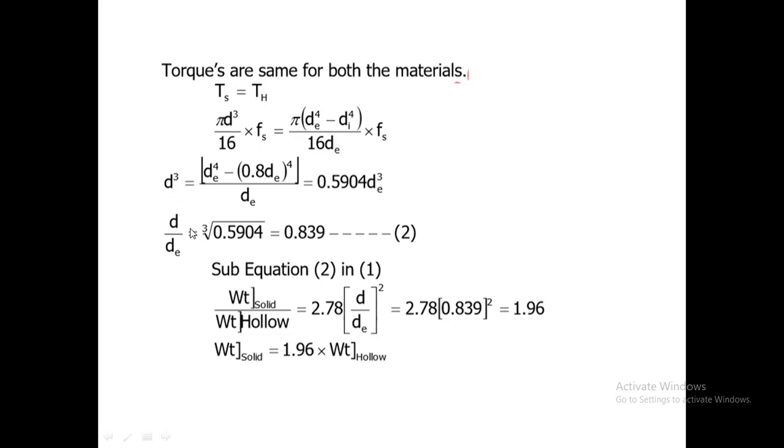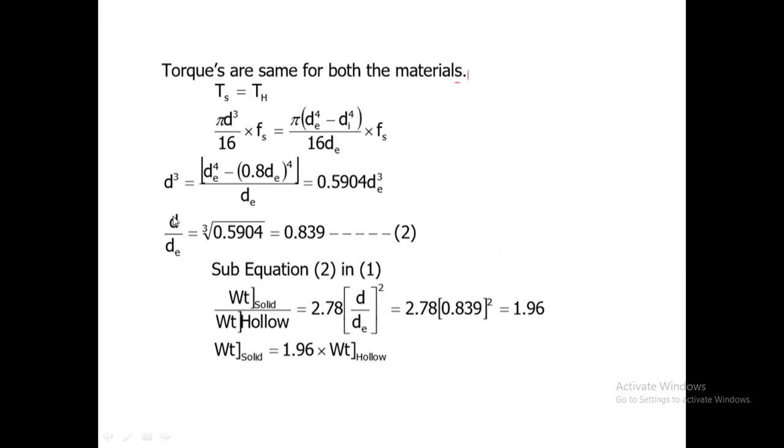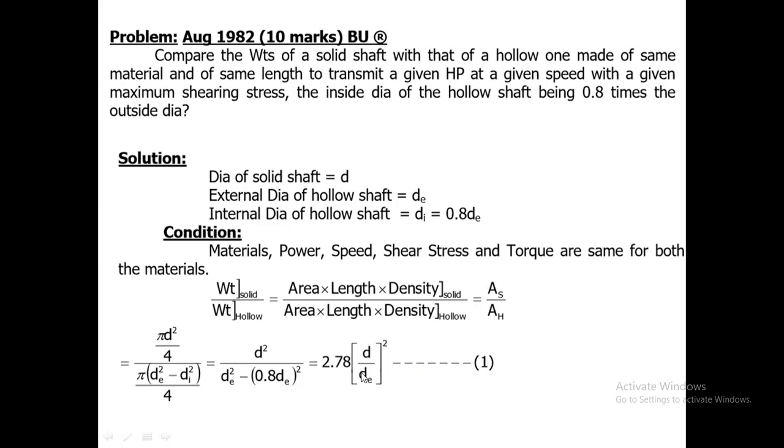If you take these two equations, we get d by de as 0.839. So now we have two equations which relate d and de. This is the second equation which relates d and de, and in the previous case we have this equation which relates d and de. In the second equation I got the ratio d by de. So substitute this value in this equation so that I will get the ratio of weights.